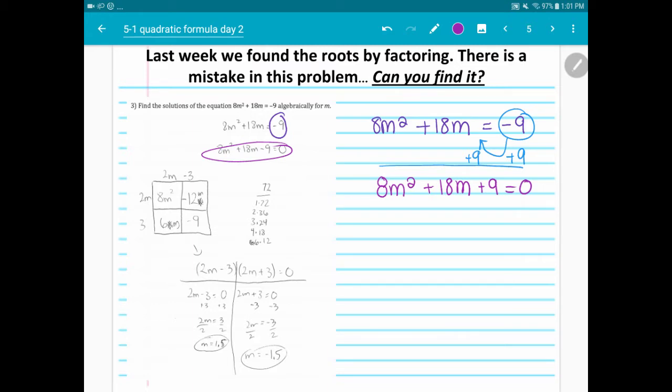Maybe there's more. Maybe you can identify some more mistakes in this problem. Let us know.